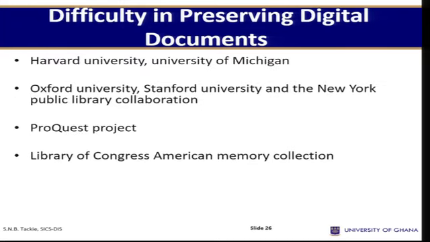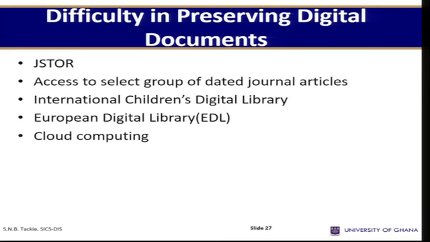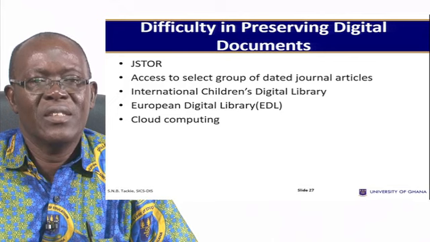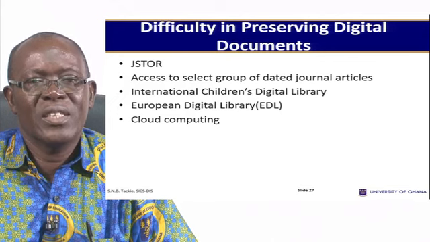Now, Harvard University and the University of Michigan, they all have means of preserving digital material. It hasn't caught on yet. And ProQuest, for example, is another project. The Library of Congress in America also has digital collections. We also have JSTOR. We have access to a select group of dated journal articles. We have the International Children's Digital Library. We have the European Digital Library.